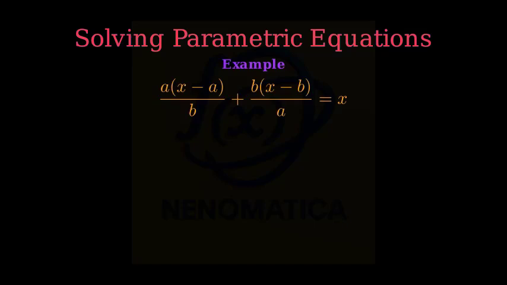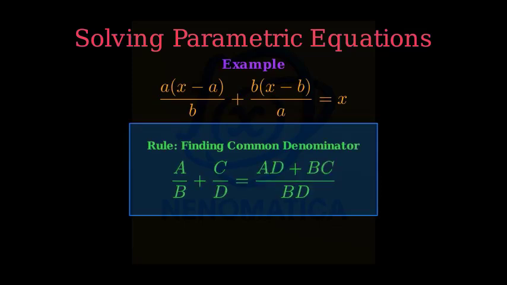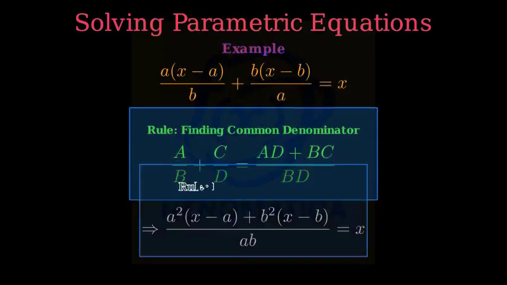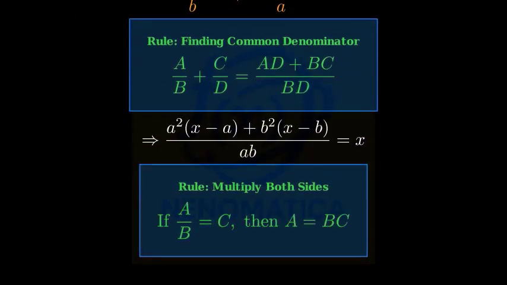First, we need to find a common denominator to combine the terms on the left side of the equation. The common denominator will be ab. So we'll multiply the first term by a over a, and the second term by b over b. So we get a squared times (x minus a) plus b squared times (x minus b), all divided by ab equals x.